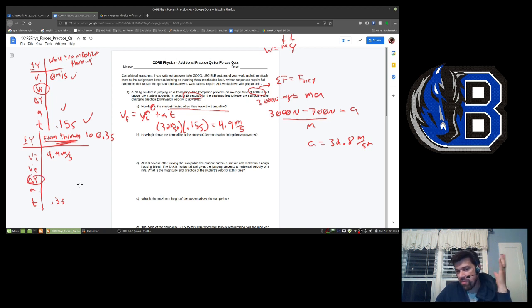Now, I need one more variable. The moment I leave the trampoline, I am in free fall. While the trampoline's throwing me upwards, I'm at a high positive acceleration. That's why I accelerate up. But the moment my feet leave, I start to slow down. The moment my feet leave, I'm in free fall. So there are my three. Okay, I can use this one.